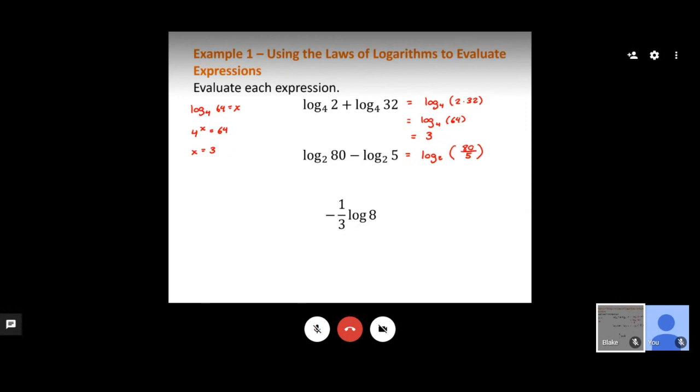Okay, now we simplify what's inside. What is 80 divided by 5? Good, that should give us 16. And so now we just ask ourselves 2 to what power would give us 16? And that should be 4. Perfect. So the base 2 log of 16 is equal to 4. Any questions on that one?